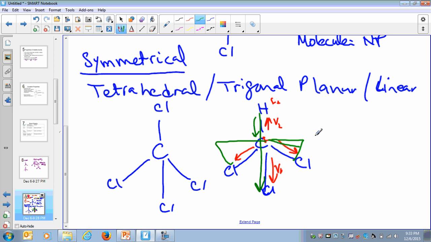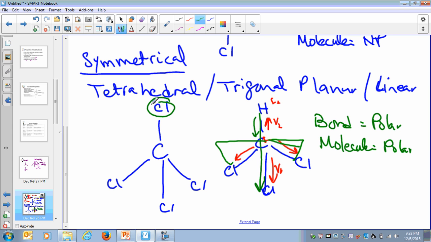All right, so if the elements on the ends are different, then even if the bonds are polar, the molecule will also be polar. So for the molecule to be non-polar, the elements have to be the same. They all have to be the same. If I change one, it will make the molecule polar.